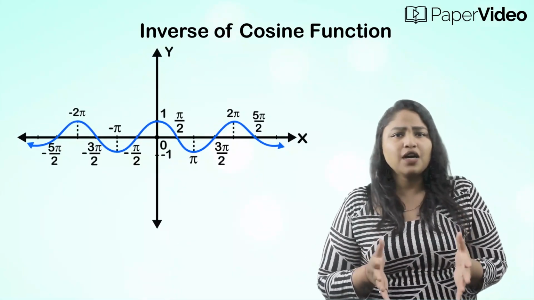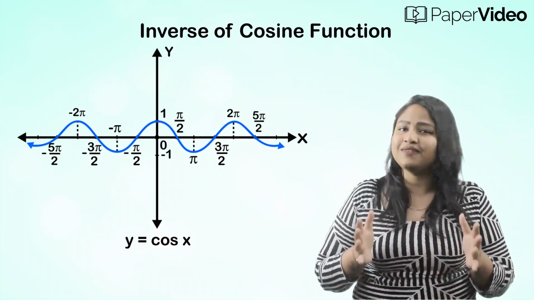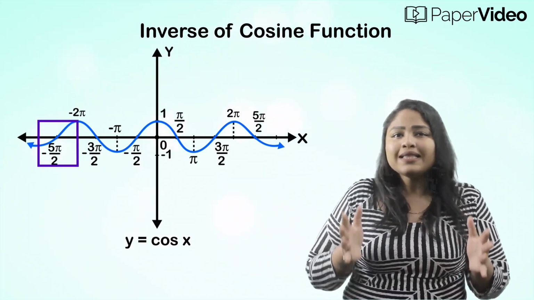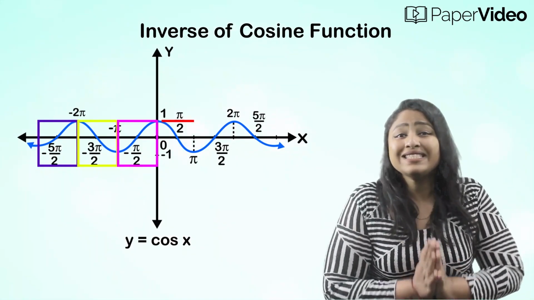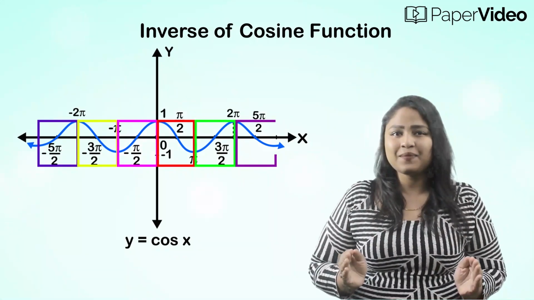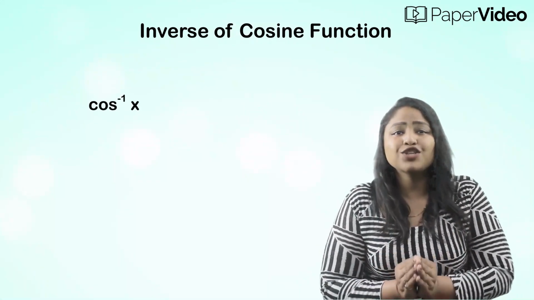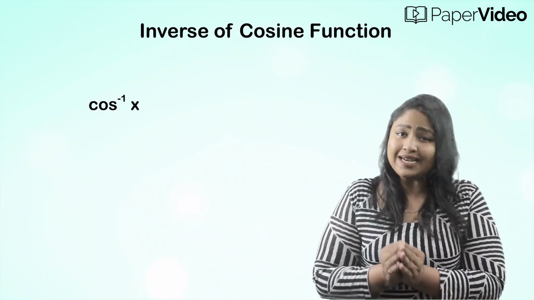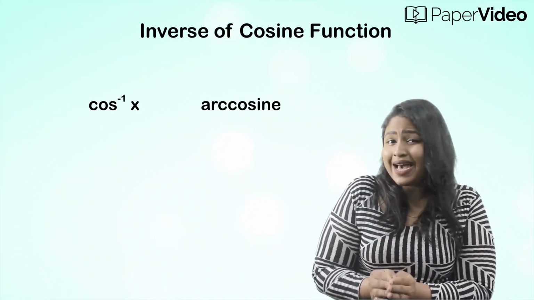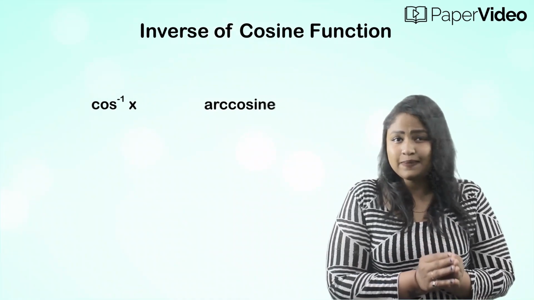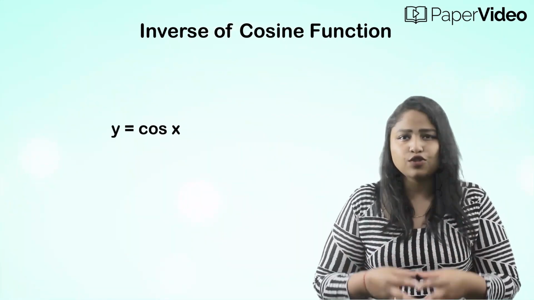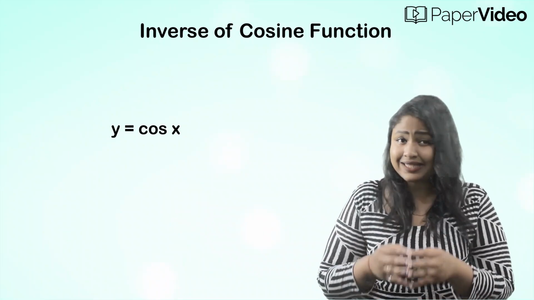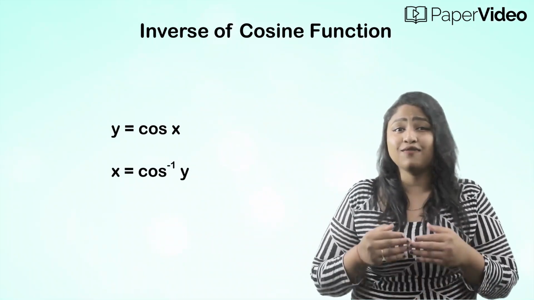Actually, the cosine function is invertible in any of these intervals. So, the inverse of cosine function exists in each of these intervals. The inverse of the cosine function is denoted like this, or it can also be denoted like this. We read it as arc cosine. This means that if y equals cos x, then x equals cos inverse y.